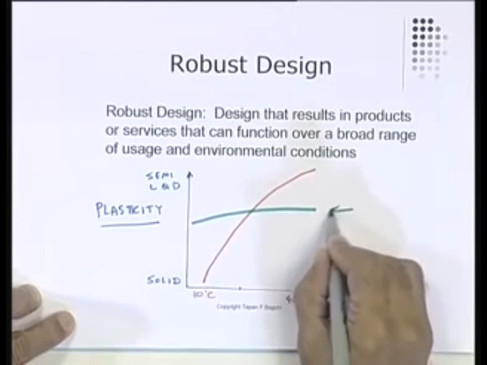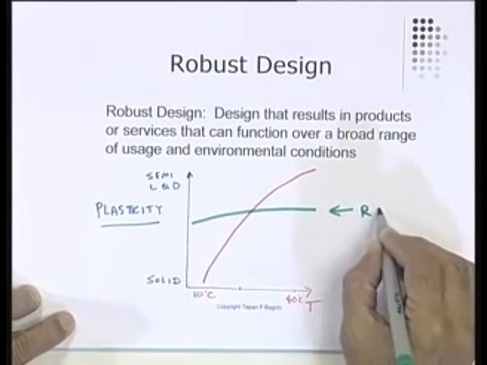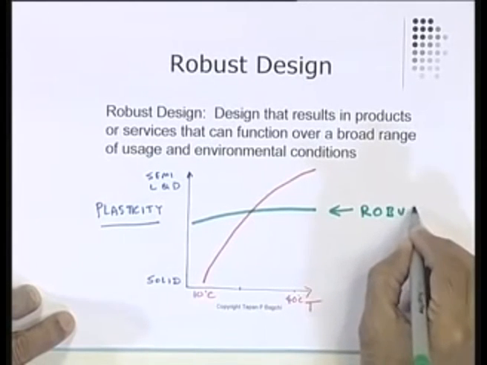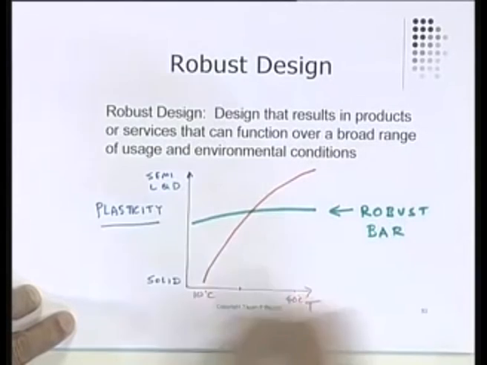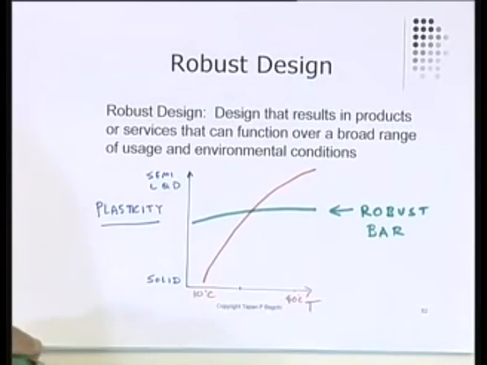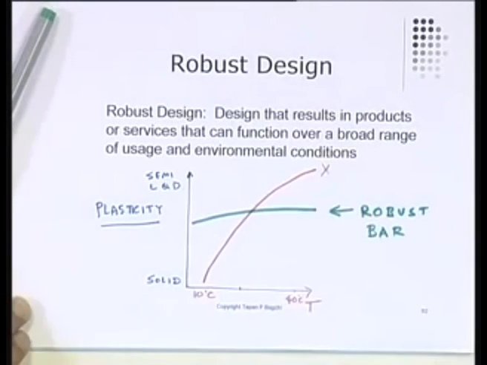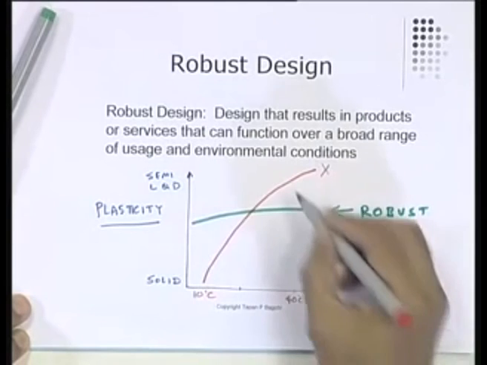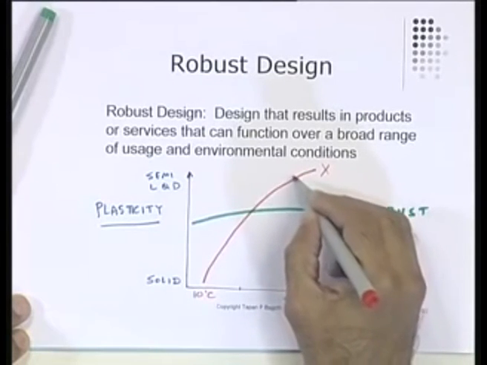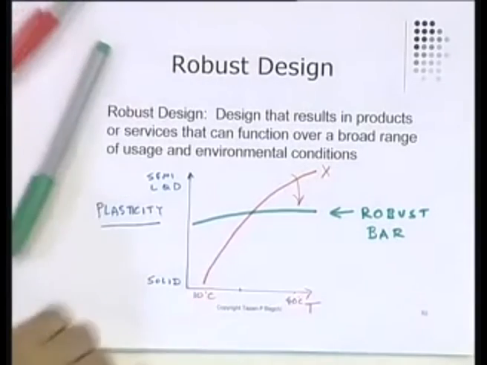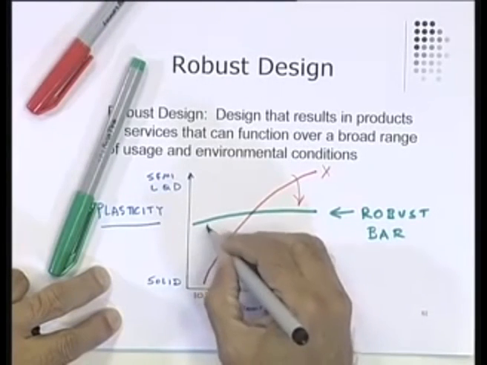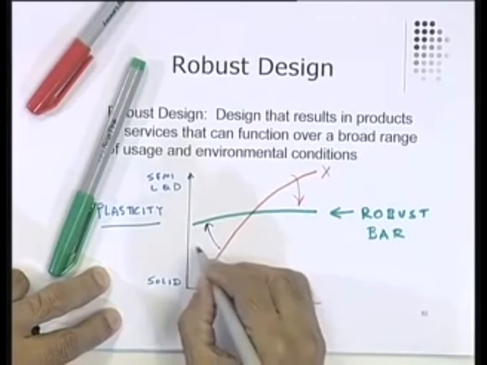That is nearly stable. This is a robust bar. This is a robust bar, and certainly this is not a robust bar. How do I convert a design that is here to this one? How do I do that? That will be done using DOE, design of experiments. This is done by doing DOE.